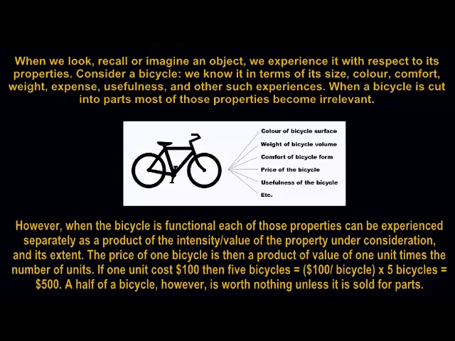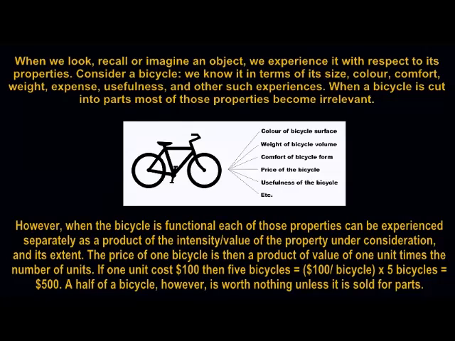When we look, recall or imagine an object, we experience it with respect to its properties. Consider a bicycle. We know it in terms of its size, color, comfort, weight, expense, usefulness, and other such experiences. When a bicycle is cut into parts, most of those properties become irrelevant. However, when the bicycle is functional, each of those properties can be experienced separately as a product of the intensity of the property under consideration and its extent.